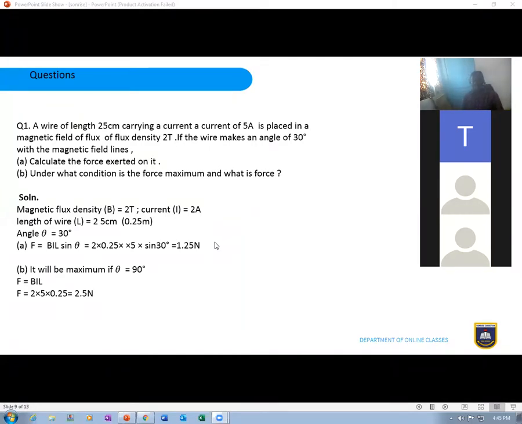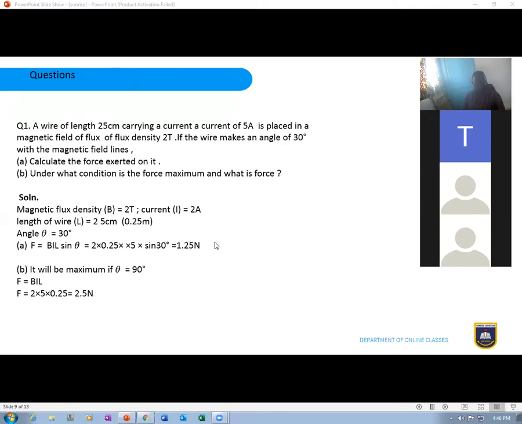You put everything into it, which is 2, because our B is 2, times I, which is 2 times the 0.25, times L, which is 5, times sine 30 degrees. And you get your answer to be 1.25 Newton. This one, you just use your calculator. Use your calculator. You do not pay for it. So the final answer for the A aspect is 1.25 Newton.